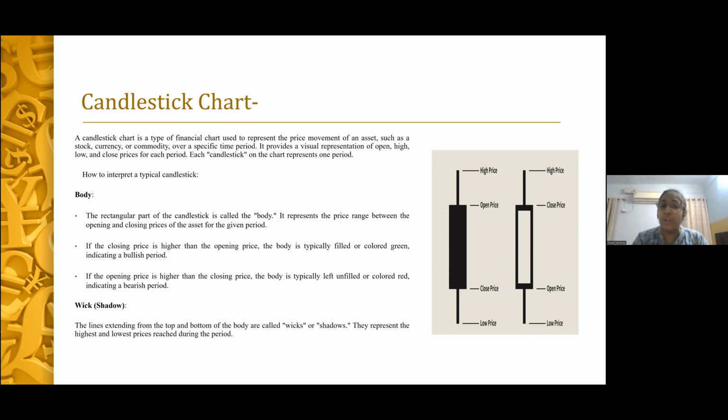Now, how to read a typical candlestick? The candlestick is divided into two parts: one can see a body and a wick. This is known as the body, and the upper stick and the lower stick are known as the wick.